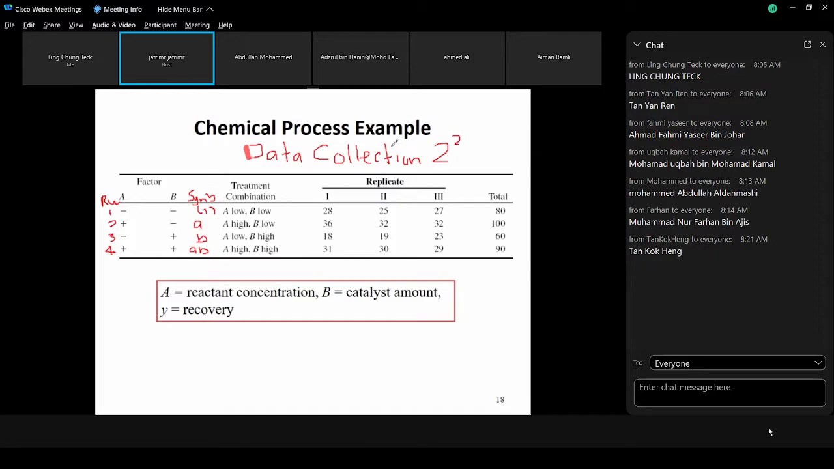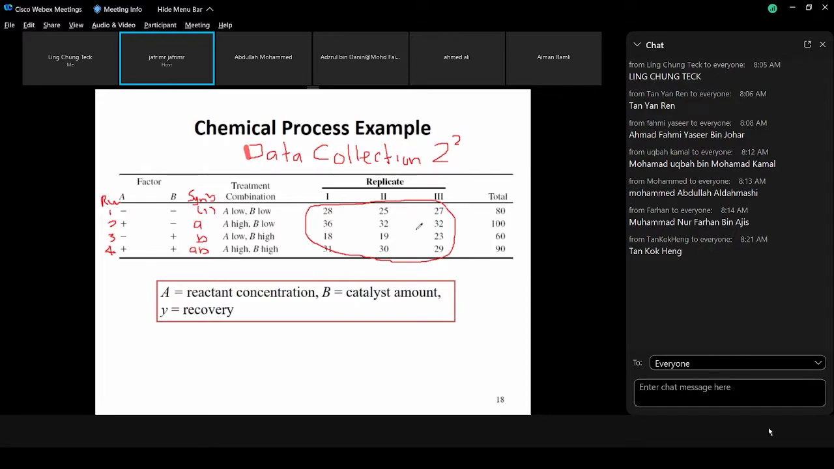You have 4 runs. If you have 3 factors, 8 runs; 4 factors, 16 runs, and the rest. Okay, this is the interpretation. In terms of symbols, if factor A is at low level and B is at low level, you put 1. Then A plus means A at high level, then B, and then AB. This is your raw data, the recovery or yield, and this is the sum. Sum means the sum of each row.